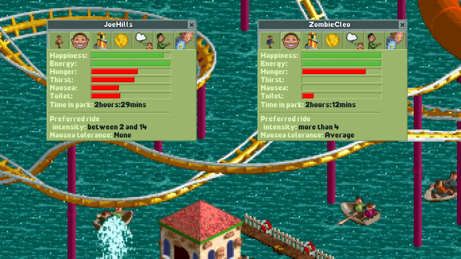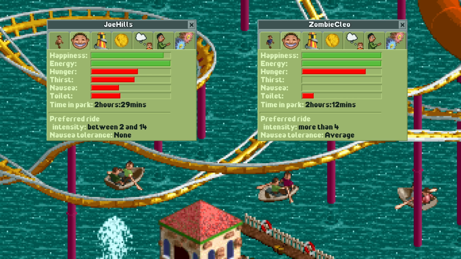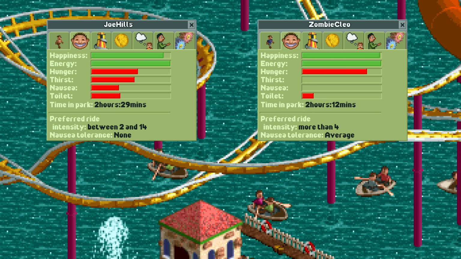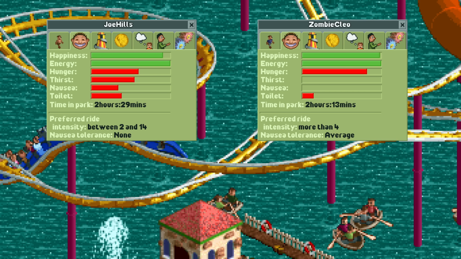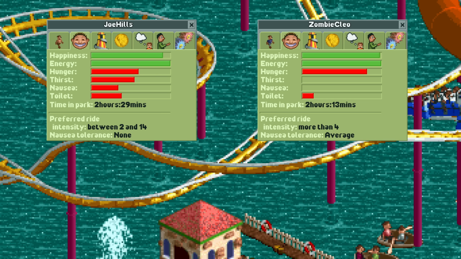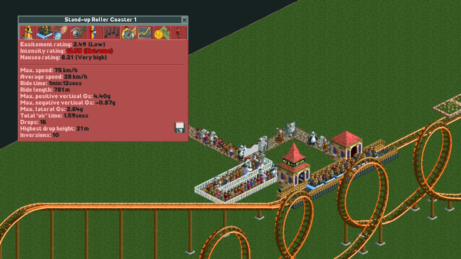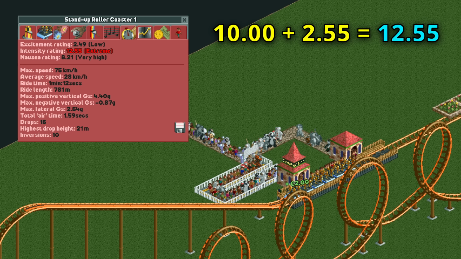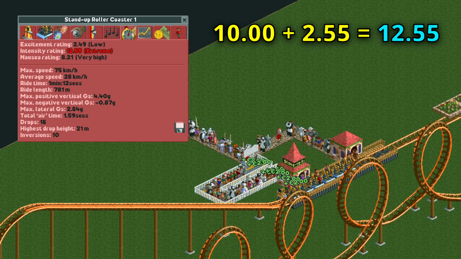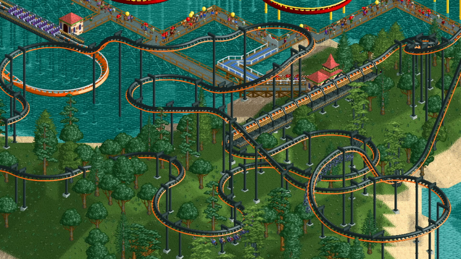Some guests will have an intensity preference with a crazy high ceiling, such as between 2 and 14, or one that doesn't even seem to have a ceiling at all, like more than 4. This seems to indicate that they would go on some crazy intense ride with like 14, 15 or even 16 intensity, but alas, the maximum is actually capped at 10 for this calculation. This is before the happiness is added though, so taking that into account, the absolute highest intensity guests will ever go on is 12.55.